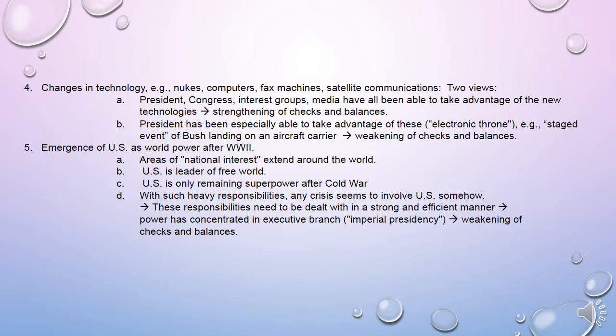But all right. And then the emergence of the U.S. as a world power. There are a lot of areas of national interest extended around the world. With such heavy responsibility, any crisis seems to involve the U.S. somehow around the world. So they need to be dealt with in a strong and efficient manner. Things happen very quickly. So the power is concentrated in the executive branch, weakening checks and balances.